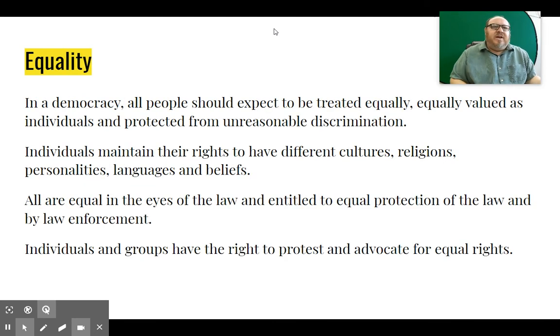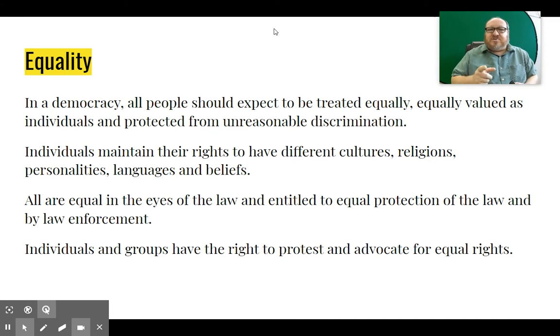Okay? Equality kind of goes back to rule of law a little bit and accountability. In a democracy, people should expect to be treated equally and equally valued as individuals and protected from unreasonable discrimination. Okay? Individuals maintain their rights to different cultures, religions, personalities, languages, and beliefs when living in a democracy. When individuals or groups are held accountable in different ways, that's not equality. When laws are passed that give advantages to some and not to others, that's not equality.